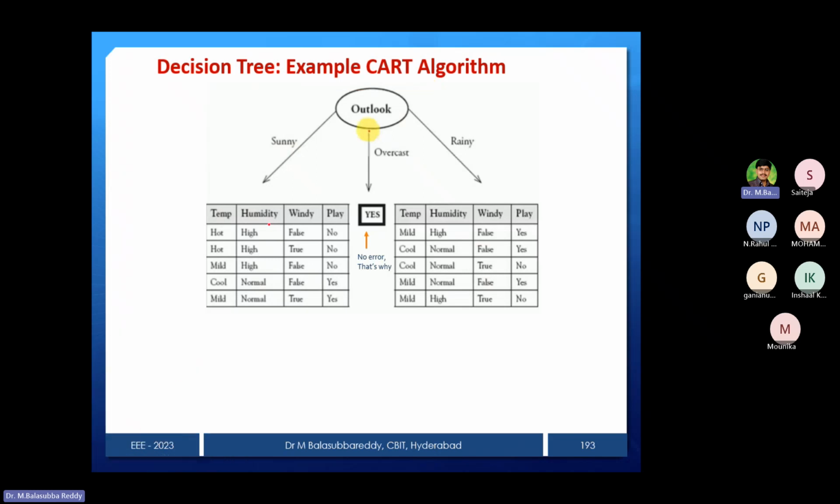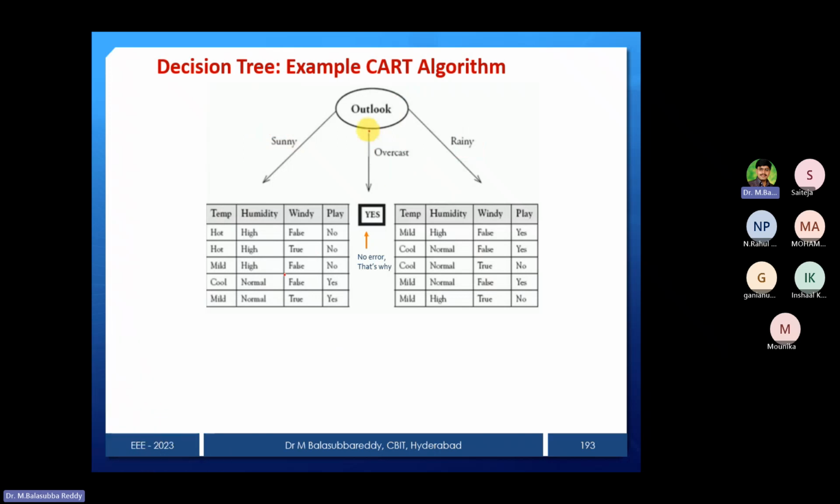Then you divide the classification. In outlook, we discussed how many features are given: sunny, overcast, rainy. These are 3. From now, I consider outlook as our root node and split these parameters. Sunny is one parameter, rainy is another, and overcast is another. Anyhow, we decided overcast is yes with minimum error. That's why we can consider this a leaf node. So further, it will not be divided. Overcast is yes is concluded.